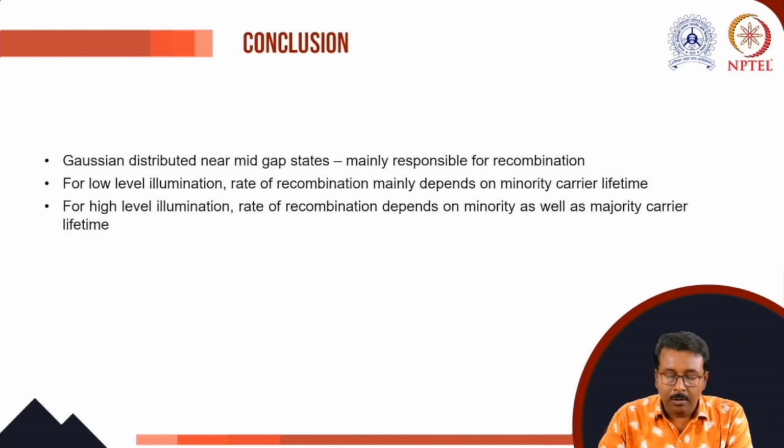So in this lecture we have discussed Gaussian distributed near mid-gap states, which are mainly responsible for carrier recombination. We have seen that for low level illumination, the rate of recombination mainly depends on minority carrier lifetime, whereas for high level illumination, the rate of recombination depends on minority as well as majority carrier lifetime.